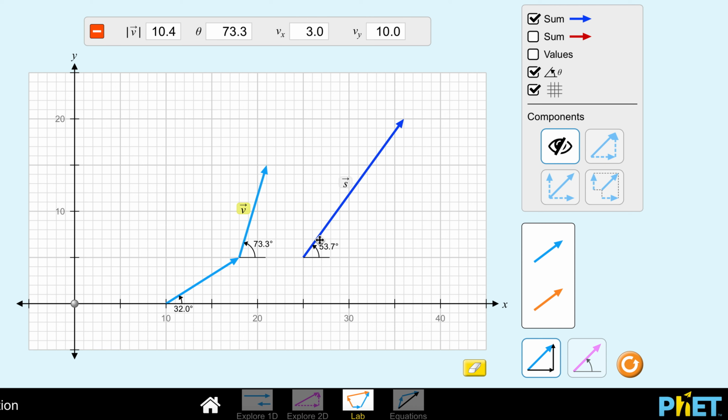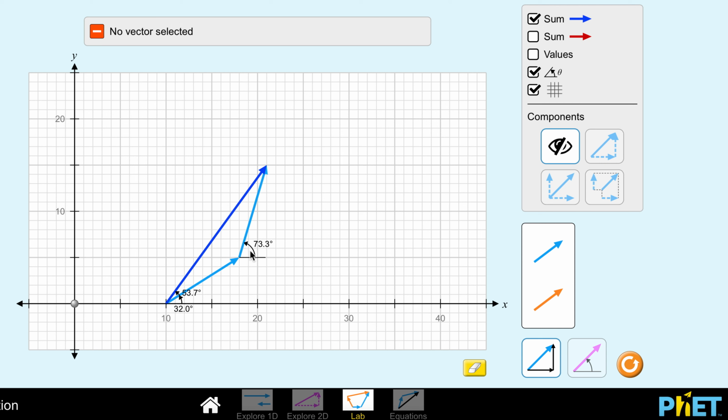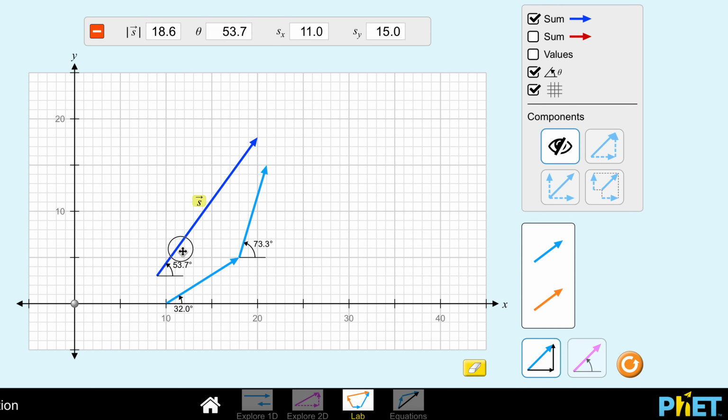This doesn't look like much, but if I take this vector by the tail and drag it so that its tail lines up with the tail of the first vector, you can see that the triangle closes. That corresponds to the sum. An example would be if a plane is flying at 32 degrees, but the wind is blowing at 73 degrees. The wind is going to carry the plane, so overall the effective motion of the plane is going to be directed, in this case, at 53 degrees.